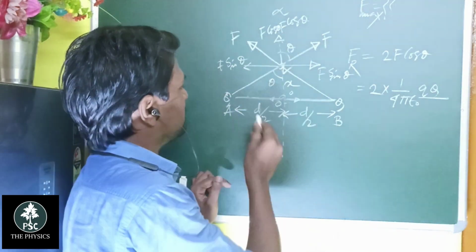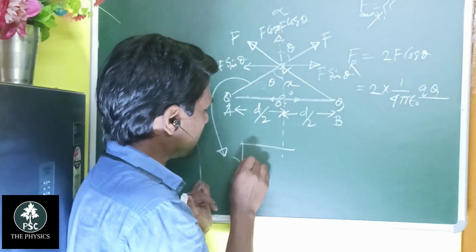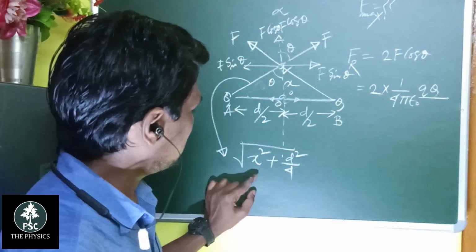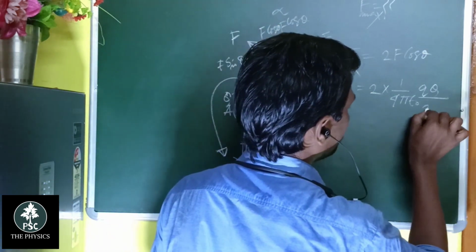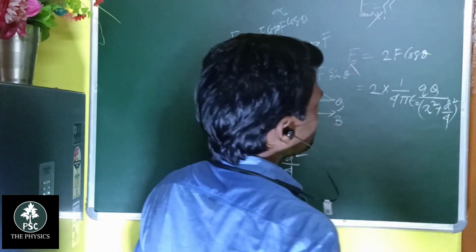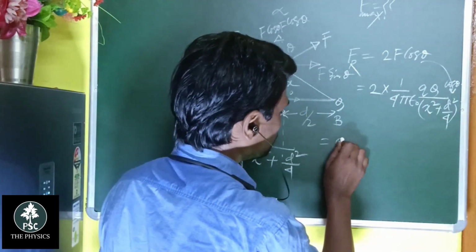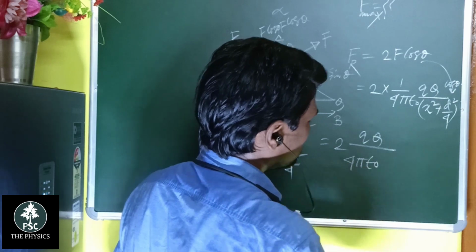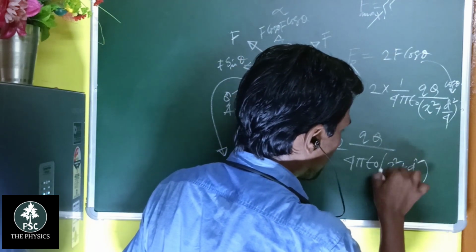What is the value of r? This is the hypotenuse, so it is the root of x square plus d square by 4. So 2 into 1 by 4 pi epsilon q1 q2 by r square, where r square means x square plus d square by 4, into cos theta. So the force is 2 small q capital Q by 4 pi epsilon naught, then x square plus d square by 4, and cos theta.